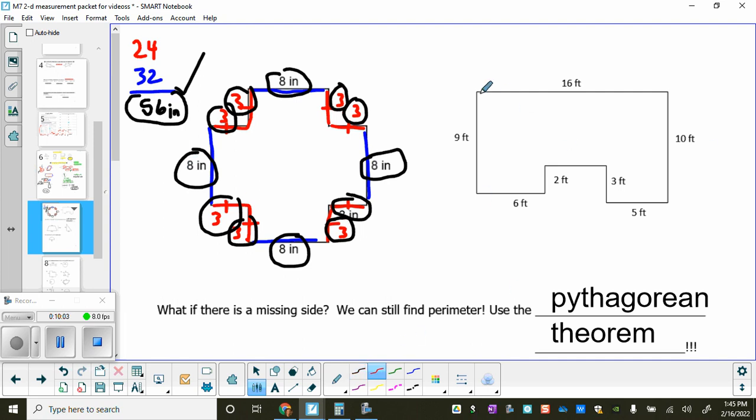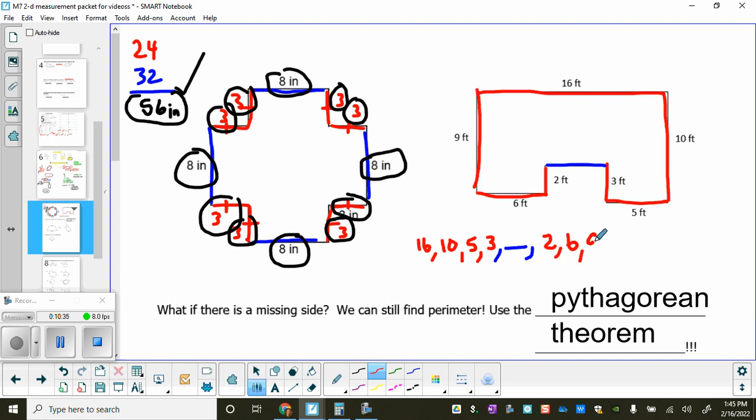Now for this one, we've got the distance around, we've got a 16, we've got a 10, and a 5. So I'm going to write these down so I don't forget. We've got a 16, a 10, a 5, a 3, a number I don't know that I'm going to fill in in a second, a 2, a 6, and the 9. So we have almost all of these numbers in red that we can add up. We just need to find this blue missing side.